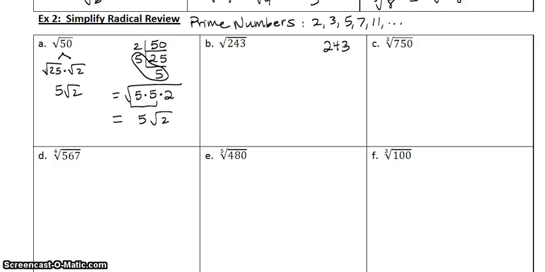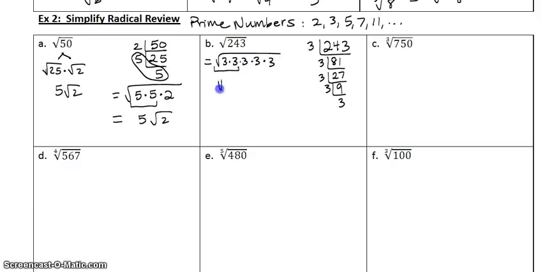Okay, so let's say I had 243. 2 doesn't go into it, but 3 does, so 3 can divide into 243. The answer is 81. Divide by 3 again, I get 27. Divide by 3 again, I get 9. Divide by 3 again, and I get 3. Alright, so I'll show you the long way, and then I'm going to show you a shortcut. So this, again, really means the square root of 243 is 3 times 3 times 3 times 3 times 3. This part right here would be the square root of 9, and this part right here would be the square root of 9. So I've got 3 times 3 square roots of 3, so 9 square roots of 3.